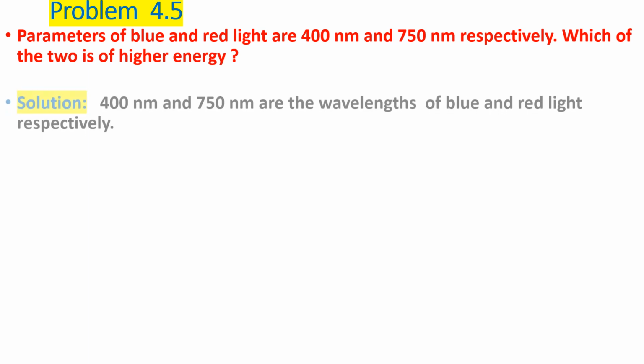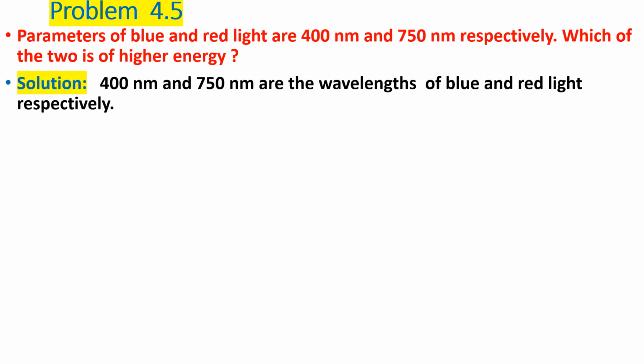Problem number 5, which is nearly the same as the last problem. The wavelengths of blue and red regions are 400 nanometer and 750 nanometer respectively. Which of these two has higher energy? You have to find out which of the two has higher energy. Last time we found the values for both. So simply, what is the solution?